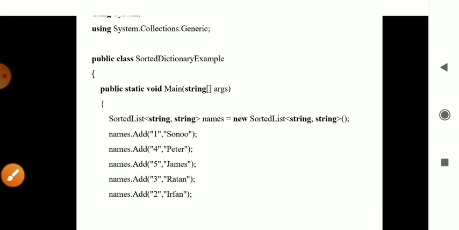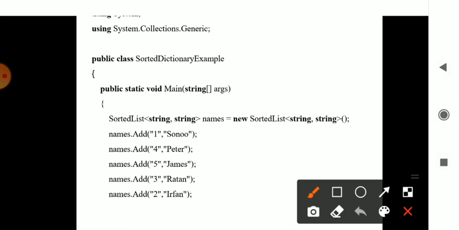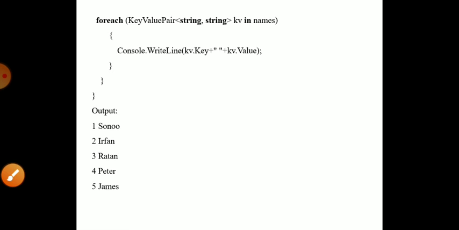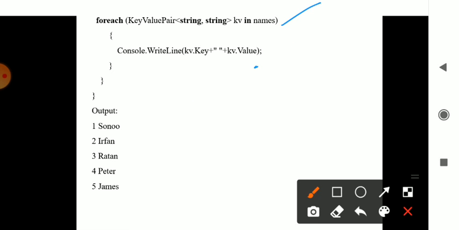Okay, so the program for this one is the same, using System.Collections.Generic, the Main method, the SortedList, here also SortedList string, and the elements are not sorted. Here you add Sonu, Peter, James, Ratan and Irfan, and here you have a foreach loop with the key value pair, which has string elements, that is the names. Then you have the KV value, and here it is sorted and printed.